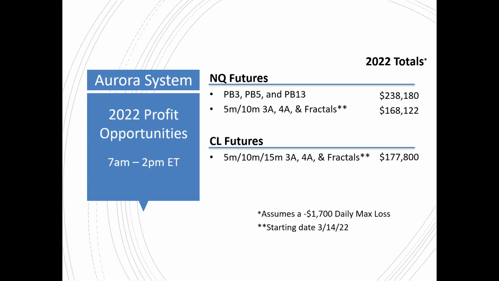This is all based on one contract per trade. So there is more profit opportunity if you used your personal trading plan to scale profits, but this is all based on just one contract per trade for the entire year. Sometimes you may be in two contracts at the same time if you're in, let's say, a PB3 and a PB13 or a 5-minute 3A and a fractal, but it is one contract per trade. So this is with the filtering that we had in there.